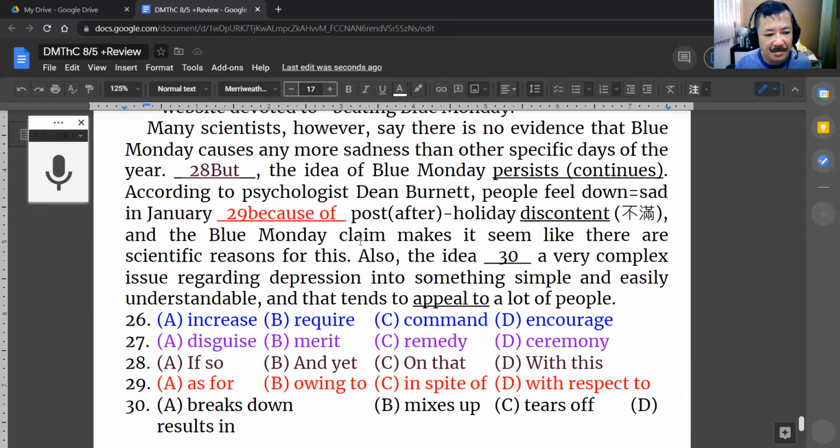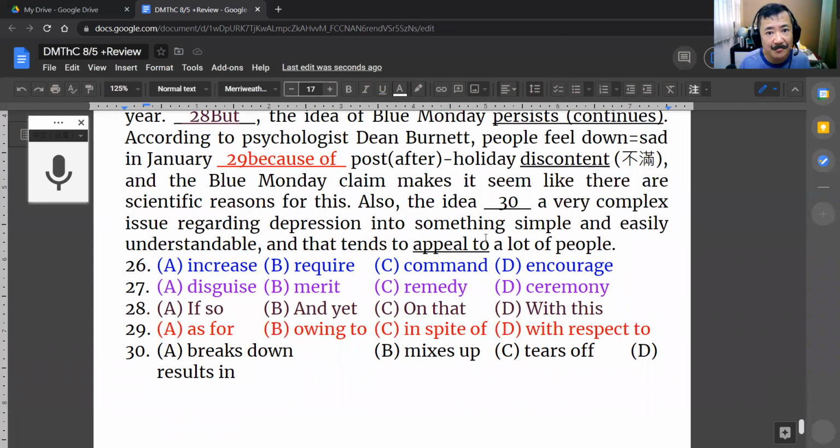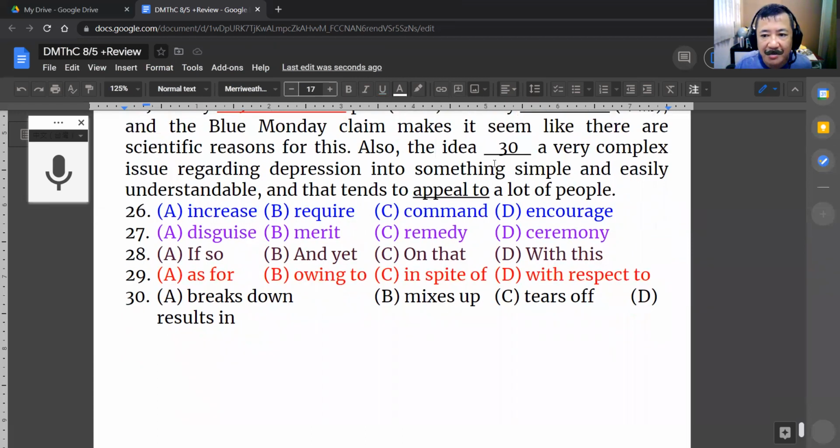Because of post-holiday discontent, and the Blue Monday claims make it seem like there are some scientific reasons for this, right? So it seems that there is some reason for this, right? There is an actual logical 逻辑 reason for why people might feel sadder in late January than in other times, okay? So no scientific evidence, I should say no good scientific evidence, right? Okay, let's continue.